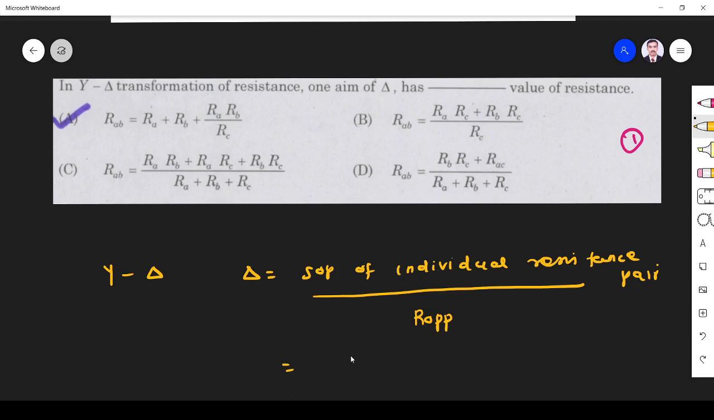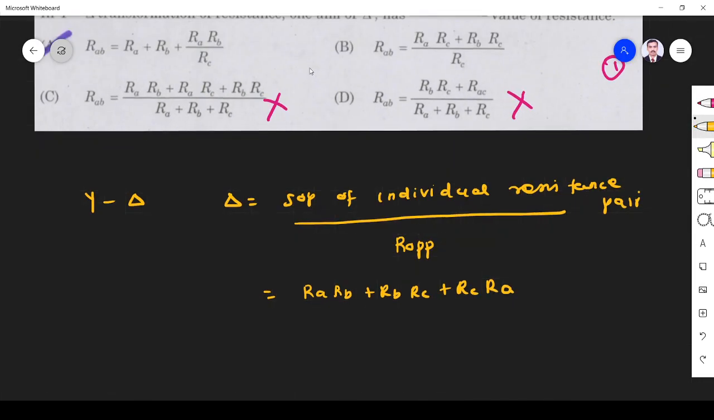So here RA, RB, RC are given. So it is RA RB plus RB RC plus RC RA. Opposite resistance means in the denominator we should have only one resistor. What is that opposite? Maybe RC. So these two are wrong, because in the denominator we have only one opposite resistance. So either A or B must be right. Both are talking about RC, so it is RC.